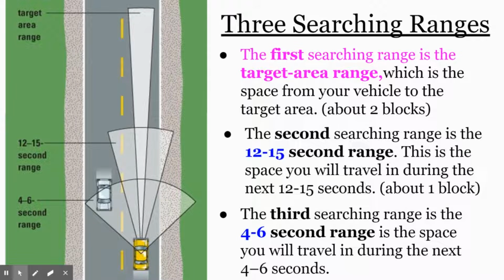Okay, there are three searching ranges. The first searching range is your target area range. You can see on the diagram that's as far out as you can see. It's usually maybe about 2 blocks. The second searching range is the 12 to 15 second range, which is there in the middle. This is the space that you will travel in during the next 12 to 15 seconds. So it's about 1 block usually. The third range is the 4 to 6 second range, the space you will travel in the next 4 to 6 seconds.